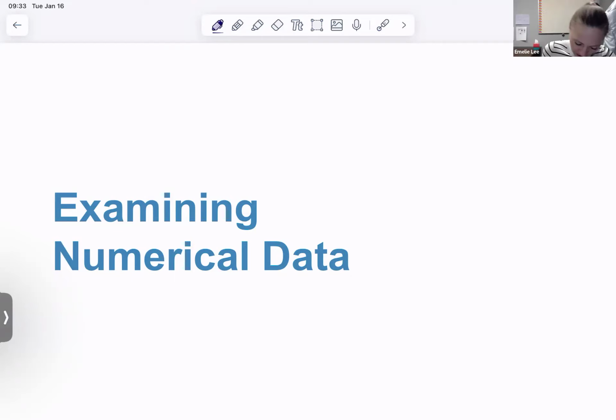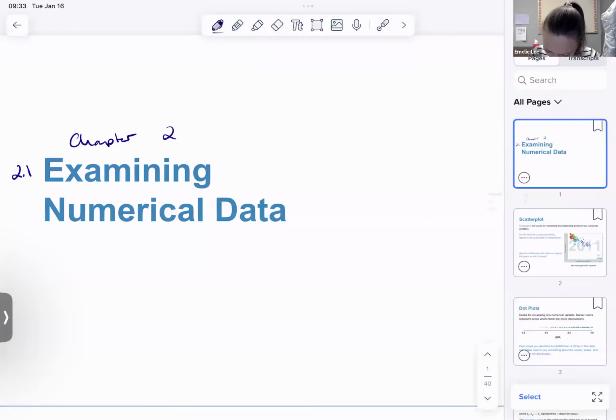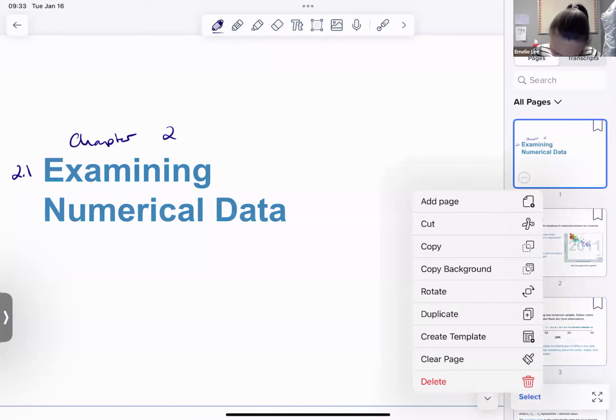Today we're going to start chapter 2. Chapter 2, section 2.1, is examining numerical data, which is where we're going to spend a lot of time this week, and then we'll move into categorical data, potentially on Thursday or early next week. Okay. So just as a little bit of review, though, because we'll need it, let me add a page here.